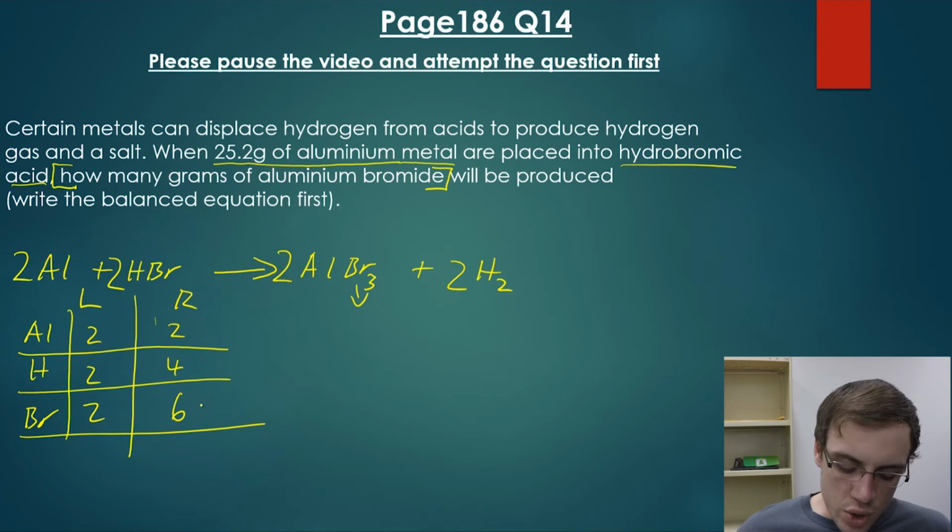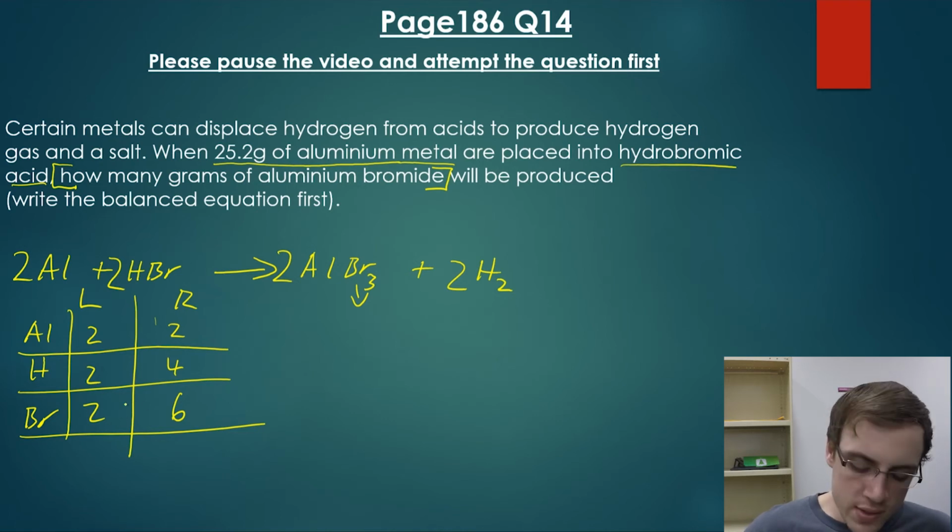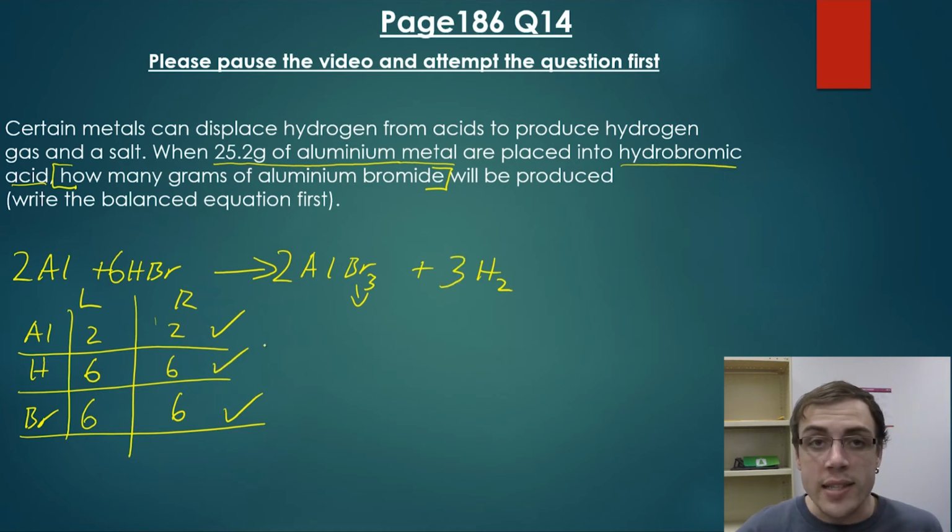Now, the first thing I'm going to do is try to balance my bromides here. So we can see that we need 4 more bromides. So I'm going to change the coefficient 2 to a 6. That's going to give me 6 bromides, and that's also going to give me 6 hydrogens. So our aluminiums are balanced, fantastic. Our bromides are balanced, hydrogens still aren't, but that's easy enough because we need 2 more hydrogens. So I'm going to change this to a 3. So that means our equation is now nice and balanced.